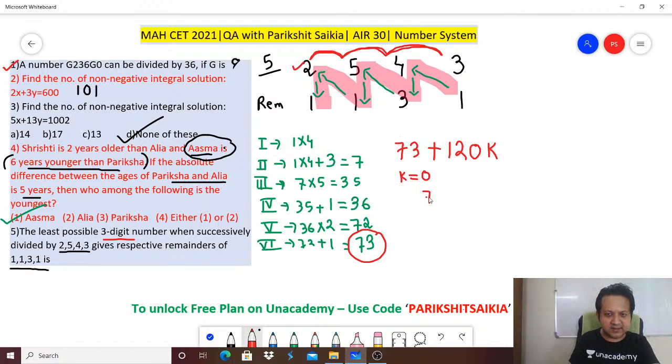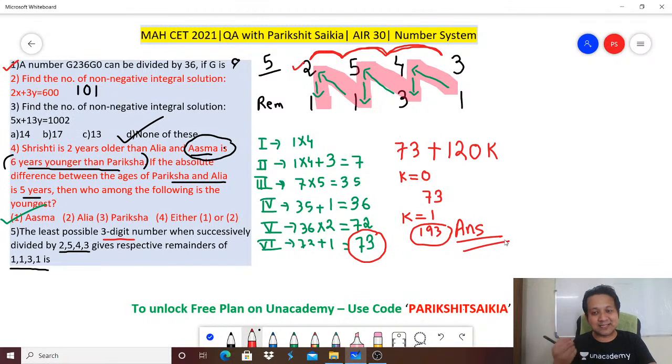What's the first number? 73. You put k equal to 1, you get the second number. 73 plus 120 into 1, 193 is your answer. If you put k equal to 2, you get the next number. But you don't need the next number because they are asking you the smallest number. The smallest 3-digit number is 193.